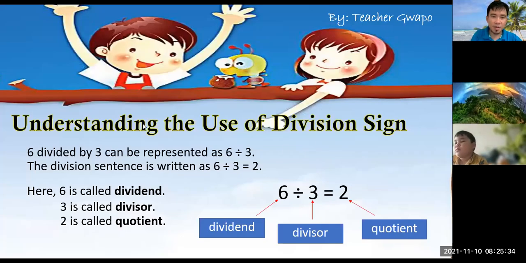Okay, so under understanding the use of the division sign, again, 6 is called a dividend, and this is the symbol of division. Number 3 is called a divisor, and number 2 is called the quotient. The answer of division is called the quotient.